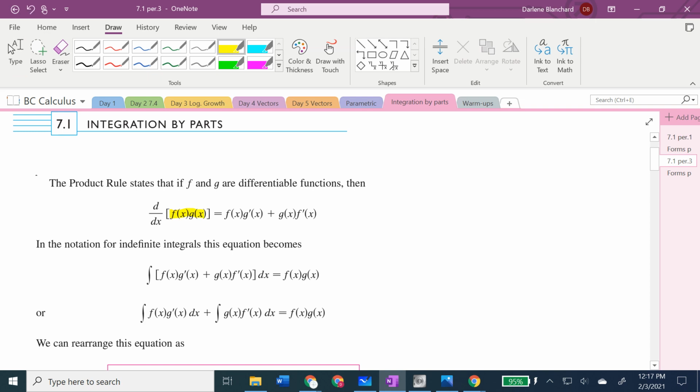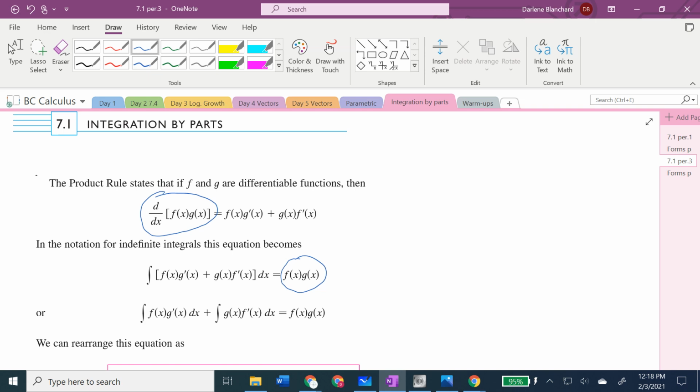If 2 functions are multiplying and you take the derivative, it's keep the first multiply by the derivative of the second, plus keep the second multiply by the derivative of the first, in whichever order you want. If you take that formula and integrate, if you integrate the derivative of f times g, that's going to be f times g, but they switched sides.